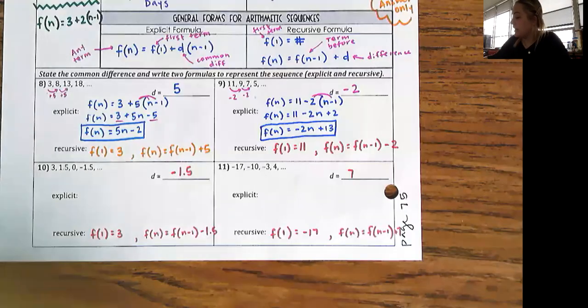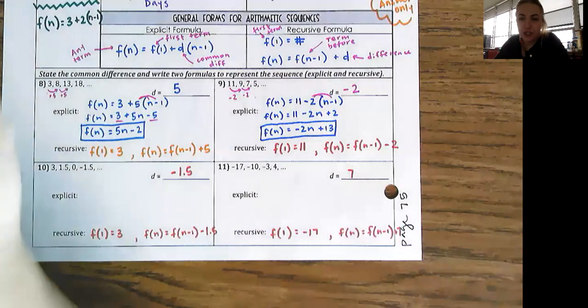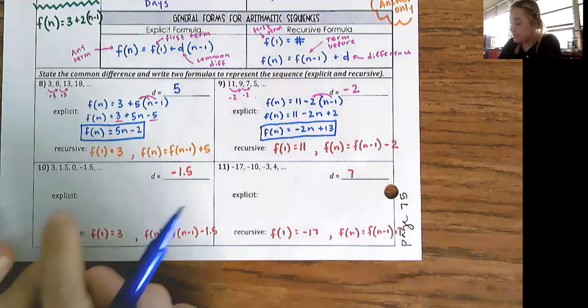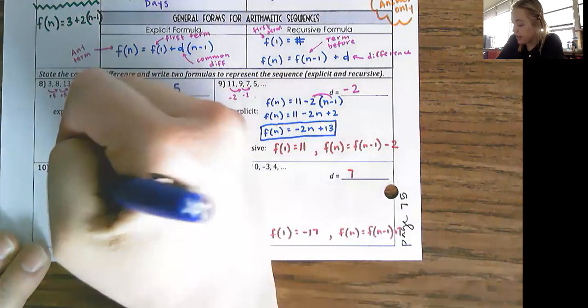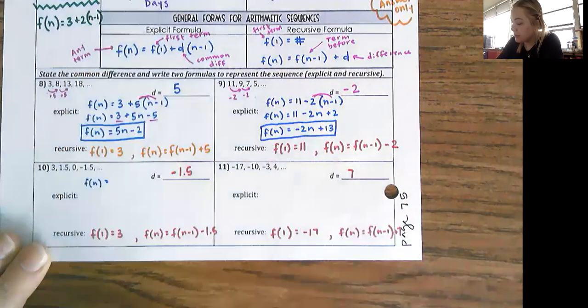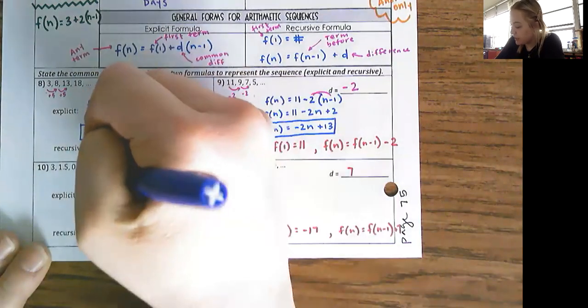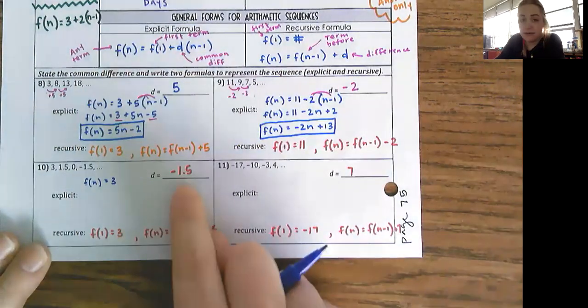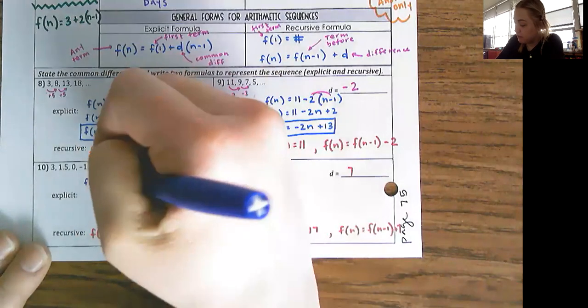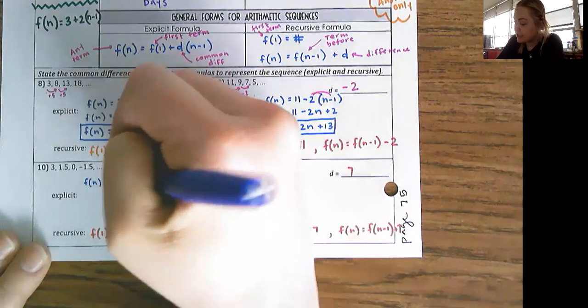All right, ninth graders, let's go through these last two. On number 10, we'll start with our explicit equation here. f of n equals, and we're going to put the first term in the sequence, which is 3, plus the common difference, which is negative 1.5. So I'm going to put minus 1.5, parentheses, n minus 1.